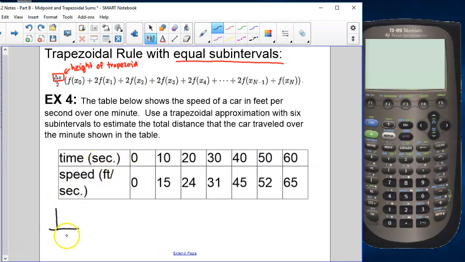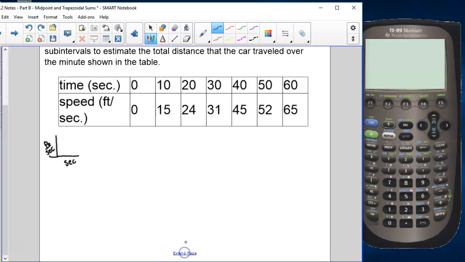But if we were to graph, this bottom would be seconds, and this side would be feet per second. And so if I find the area, length times width, feet per second times second, that would give me the feet that the car has traveled. So if we found the area underneath the curve for this, it would give us the distance that the car has traveled, or at least the estimate for it.